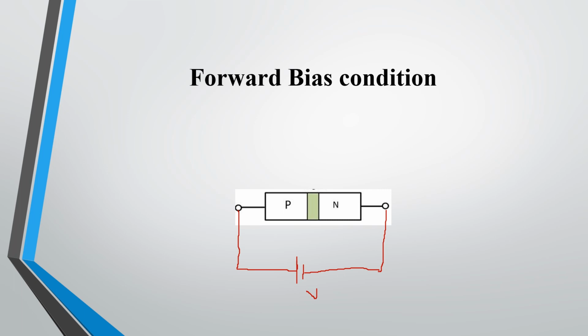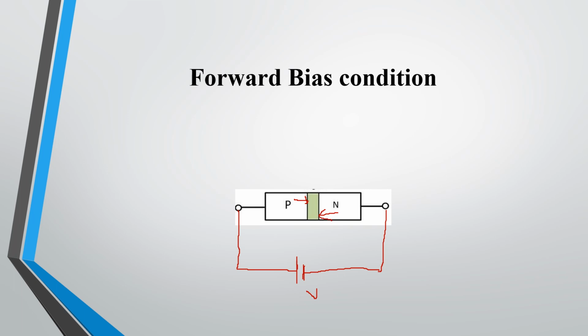What happens under this condition is, we know p-type material will have a majority of holes, whereas n-type material will have a majority of electrons. When it is forward biased, the positive terminal of the battery will repel the holes towards the junction, so holes will move towards the junction. Similarly, the negative terminal of the external battery will repel the electrons present in the N type, so electrons from N side will move towards the junction.